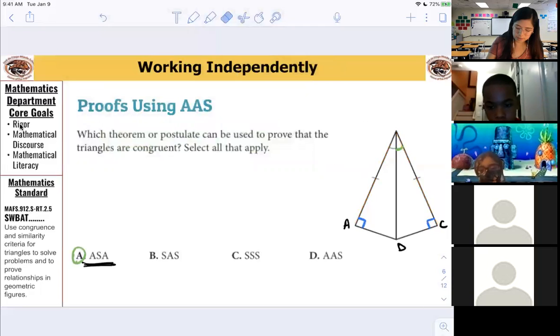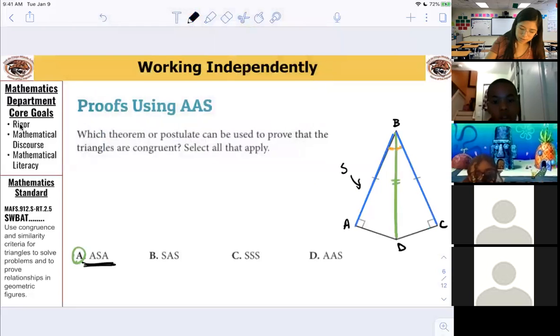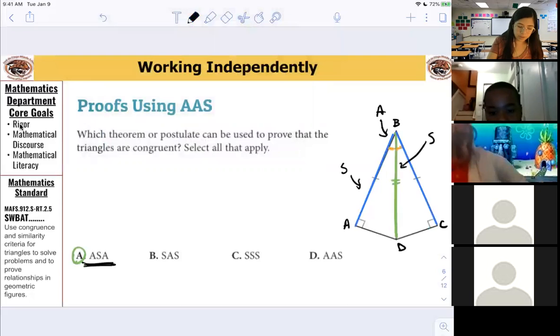Do I have SAS? No, because you would. Yes, you do. Yes, you do. Pearl? Oh, yeah, because you do have two. You have the reflexive one in the middle, BD or DB. You have the angle on top over here, B. And then you have line segment AB or BA, whatever you want. Good. So I have AB and BC. So there you go. I have S, A, S, SAS. So SAS also works.